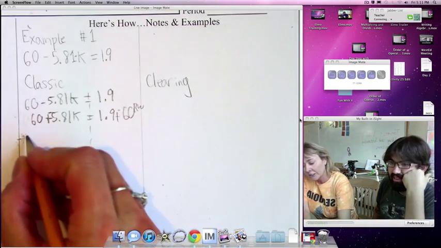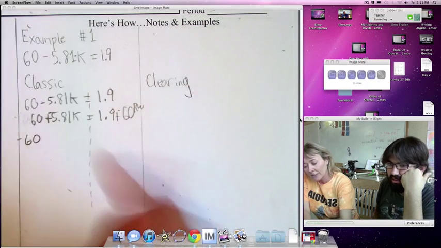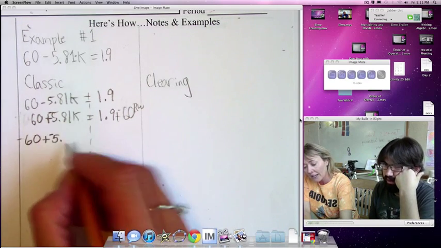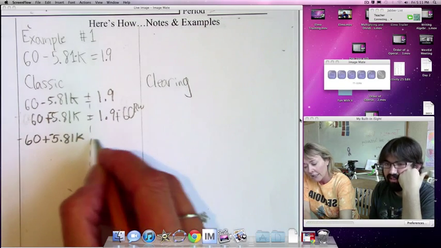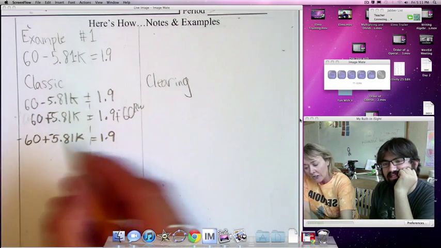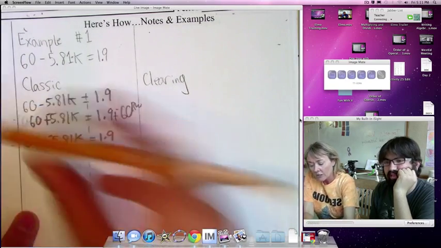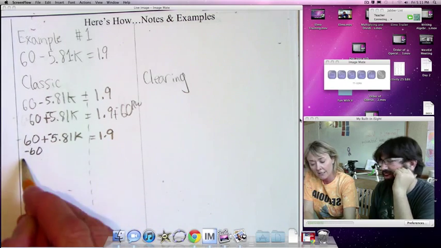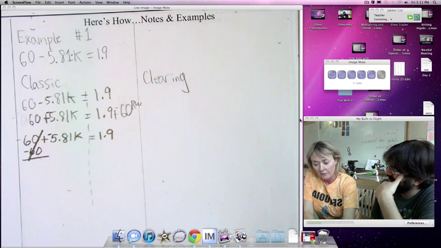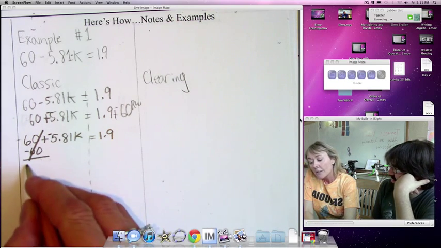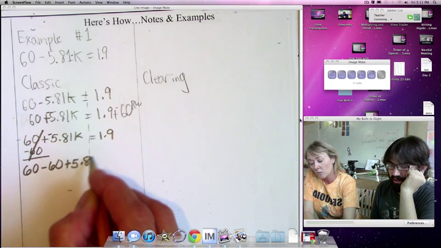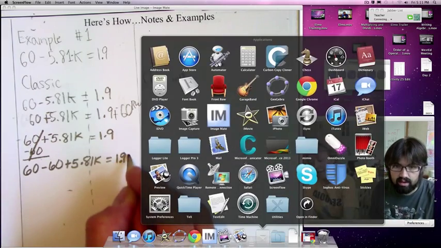So this is our equation, 60 plus negative 5.81k equals 1.9. Wait, that's a positive 60 here? Yeah. So I know this is a positive 60, so I'm going to minus 60. You're not supposed to do that, because that's not how you enter it into an equation. You're not supposed to be subtracting underneath like that. Then I would do 60 minus 60. If you want to rewrite it like that, I'm all for it. Plus 5.81k equals 1.9 minus 60.